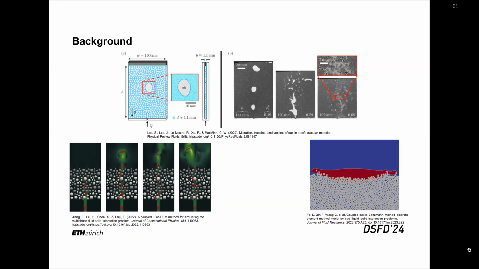And in the aspect of simulations, Jiang integrated the color gradient lattice Boltzmann method and the discrete element method, and captured the complex phenomena in gas bubble coalescence and breakup. But the density ratio in their model is set to be unified, and perfect wetting conditions are set on the solid surface.